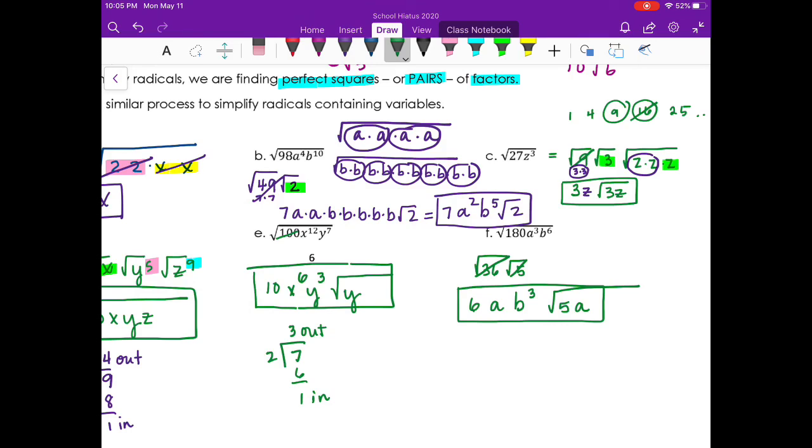Now you're ready to practice in your packet simplifying radicals and radical expressions with variables. Good luck.